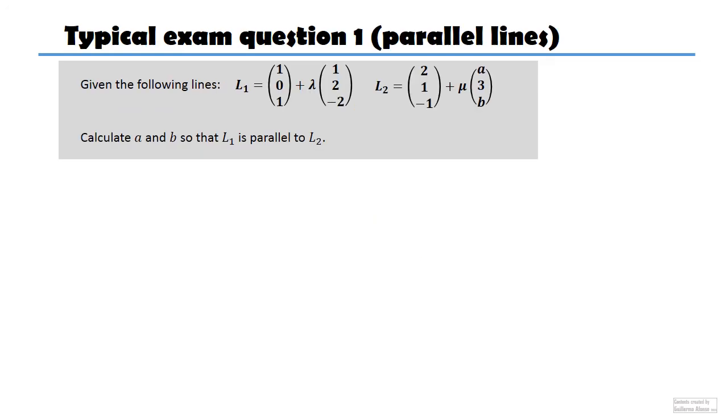Finally, let me give you an example of a typical exam question. Here I have two lines, right? And they ask me to find out A and B so that these two lines are parallel. Now, what is that going to be? Well, if the two lines are parallel, what I'm certainly going to need is for the two direction vectors to be what? Parallel.